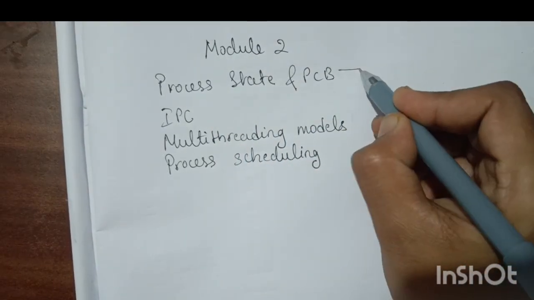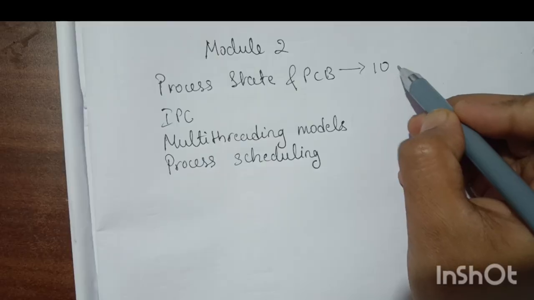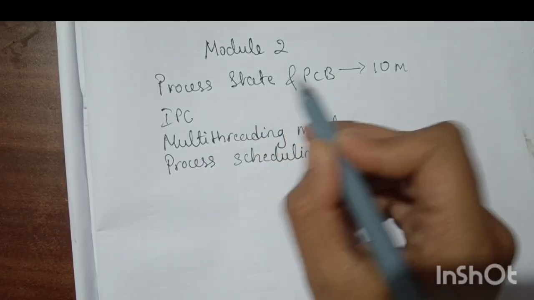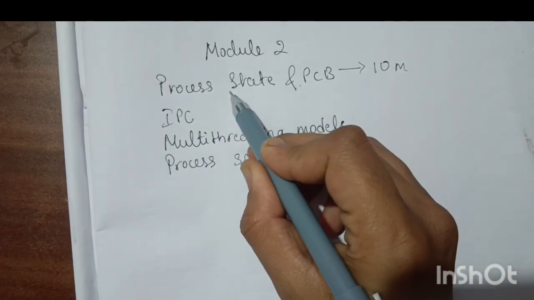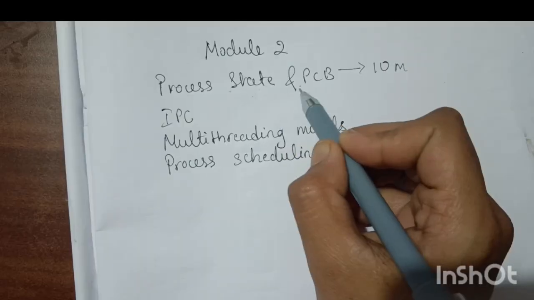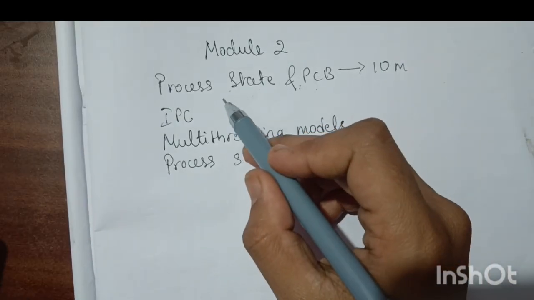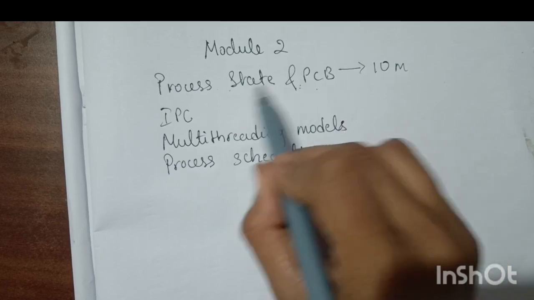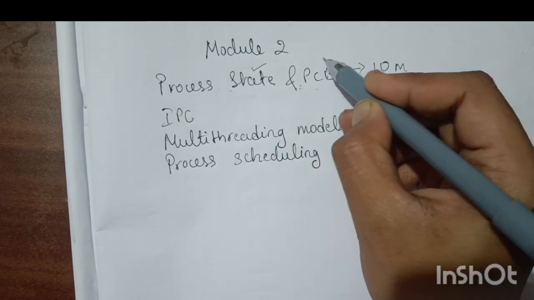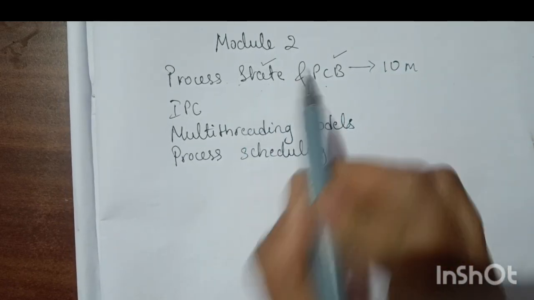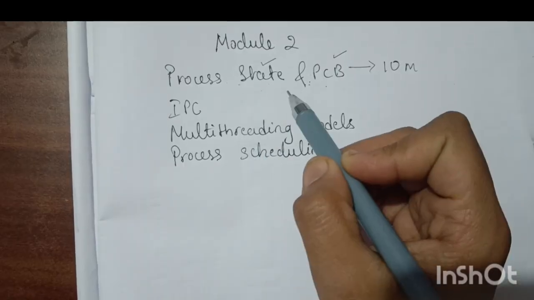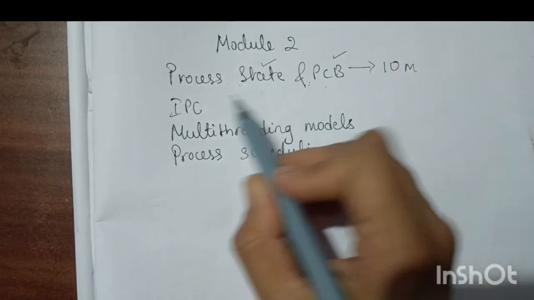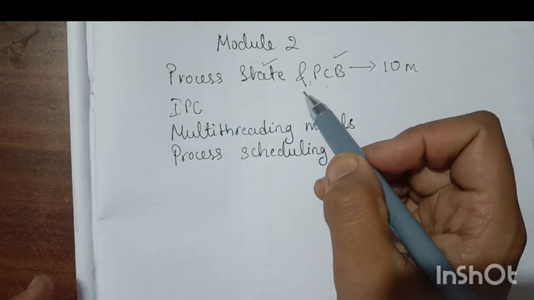This question is asked for nearly 10 marks, if asked both together. If it is asked for only process state or only PCB, it will be nearly 5 to 7 marks. So it's better to know both the concepts because both are important and they have been asked again and again in many of the question papers. So let's start with the process state.